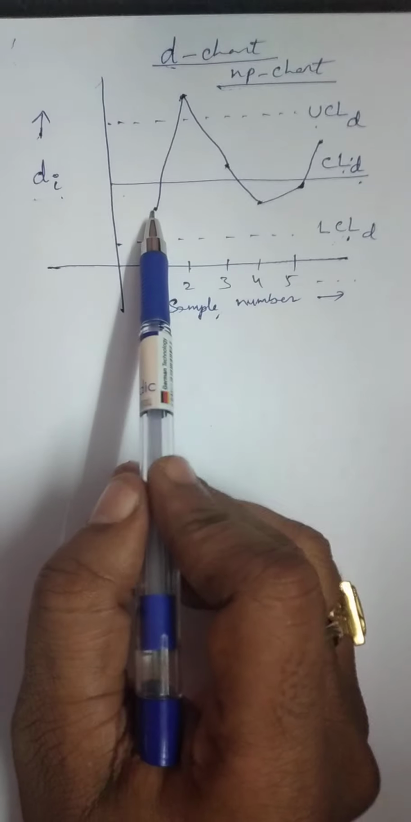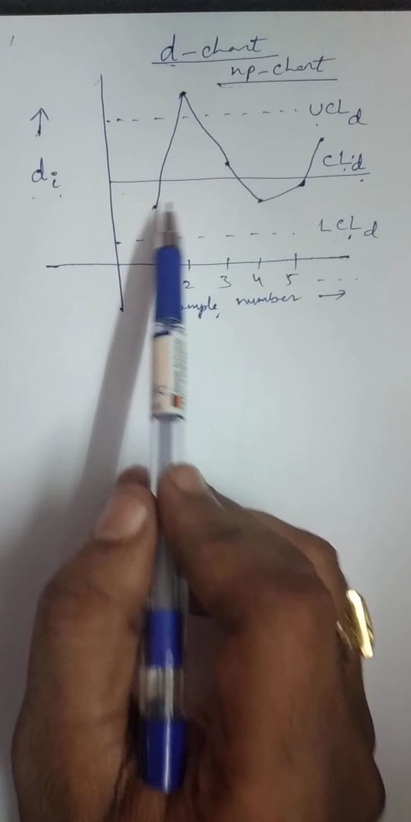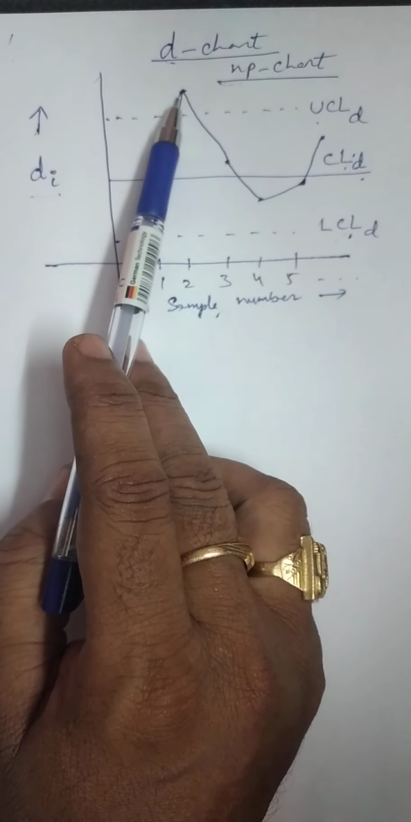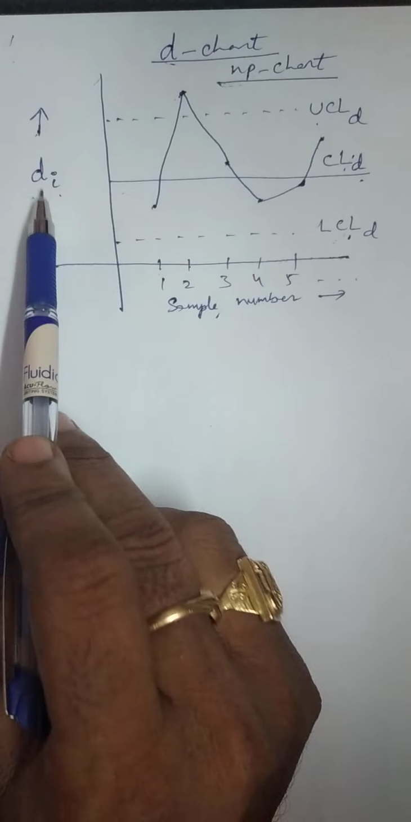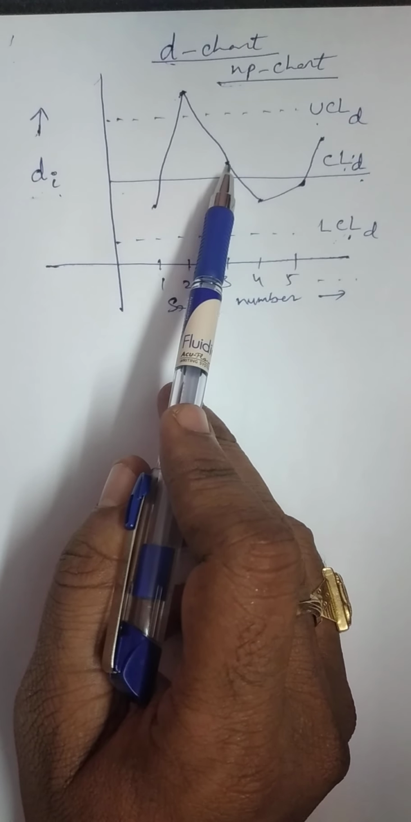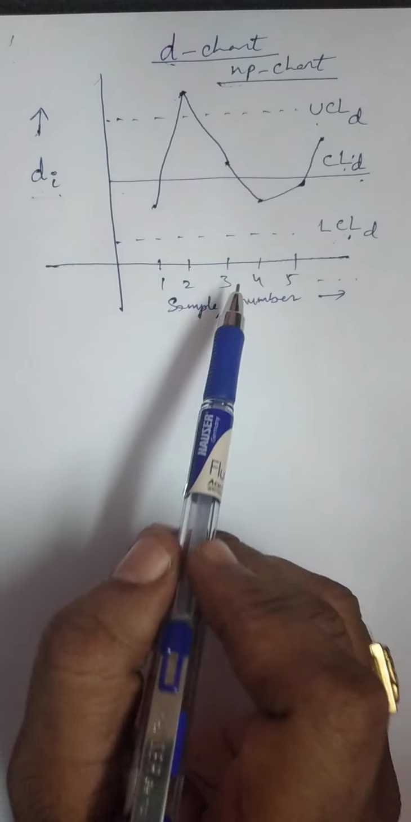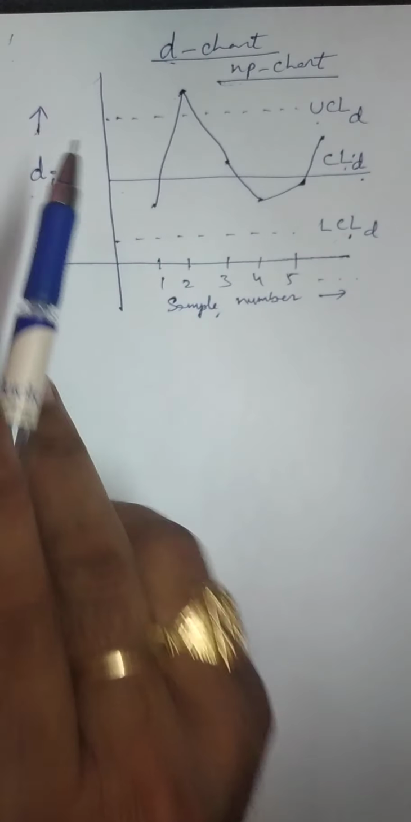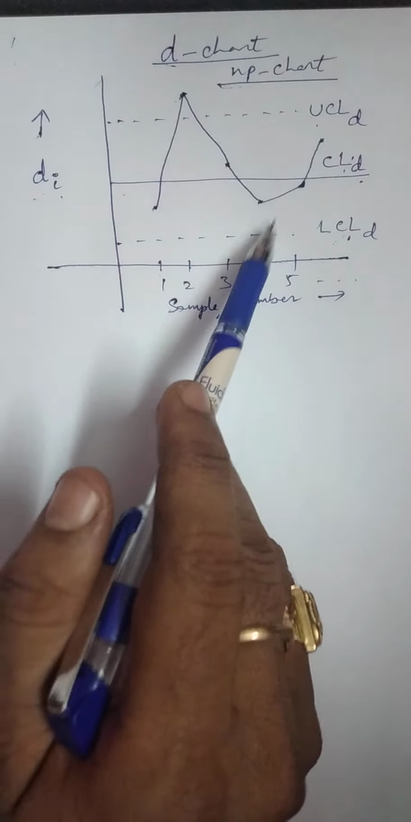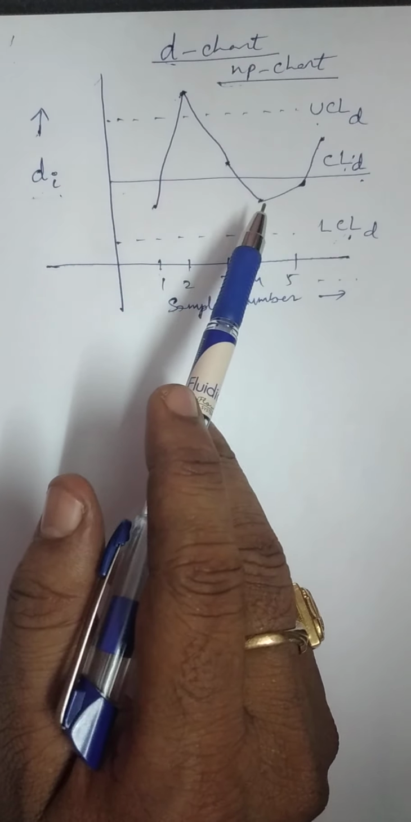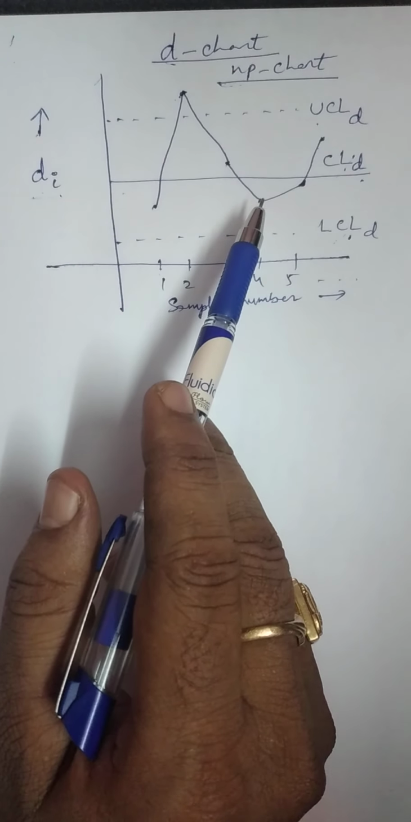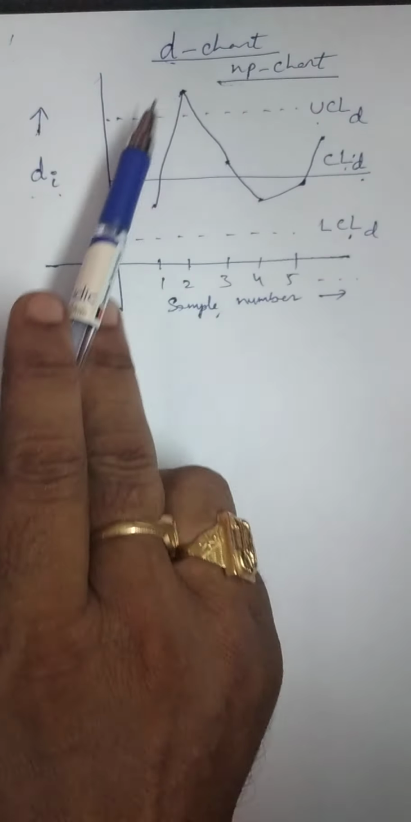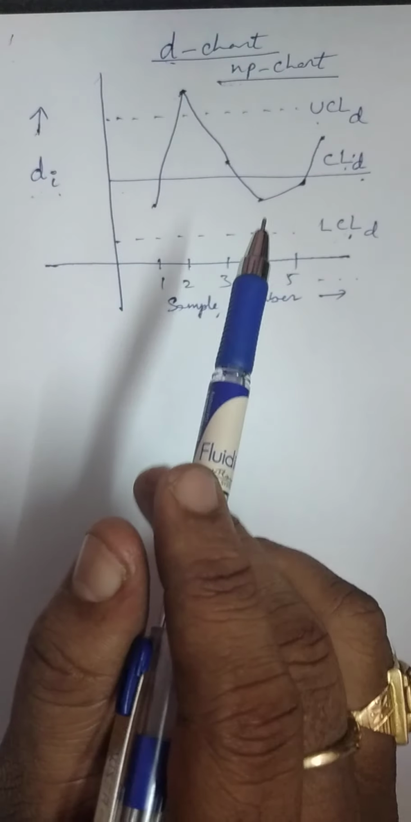For sample 1, you have to plot at the respective value. Sample 2, you plot at another respective value. Sample 3, the di value is plotted at the respective computed value. And fourth, similarly fifth, etc. You have to plot all di values. So you know how to draw the graph. By joining all these points you will get the D chart.